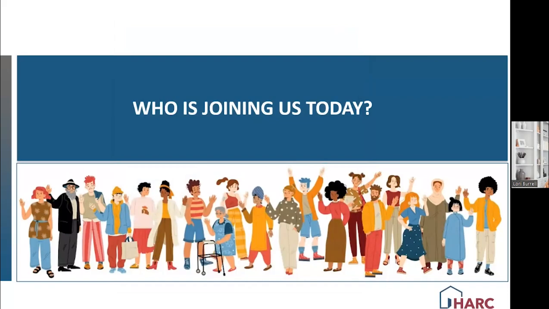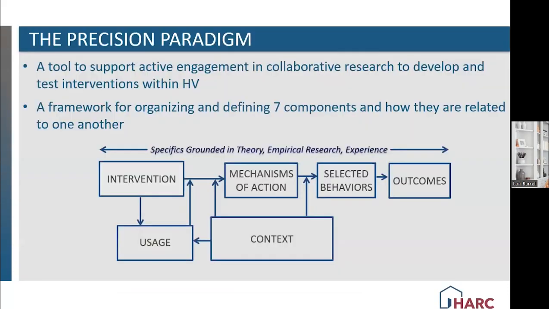All right, so let's get started. First, a brief overview of the precision paradigm. A key objective of HARC is to promote active engagement in conceptualizing, designing, and implementing studies among those interested in building home visiting evidence. This includes researchers and evaluators, home visiting models, tribal and state leaders, policymakers, local program staff, and families. HARC is building the precision paradigm to support collaborative research by developing a shared language.